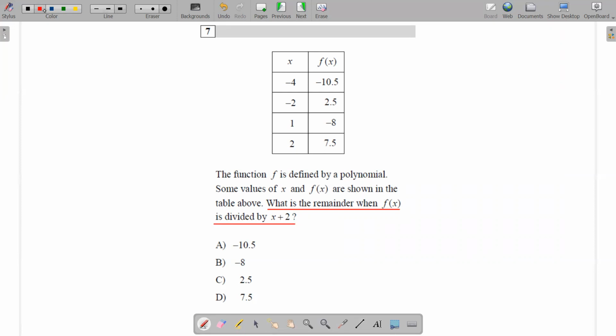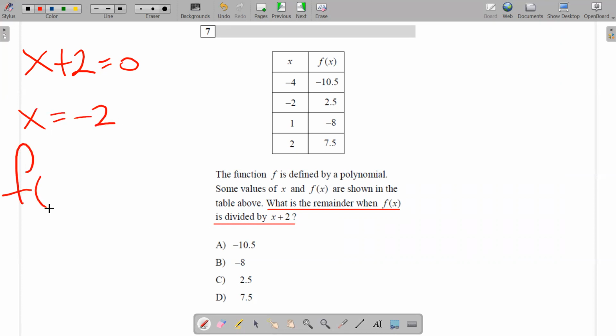Now, x plus 2 is the typical binomial that we can handle by applying the remainder theorem. So we can put that equal to 0, and then solve for x, and that will be -2. Now, we should just plug it into the function. But there is a problem here. We don't have a function. They didn't provide it to us. And since this is a type of function that we don't know, we cannot assume that it's a linear function. So what do we do?